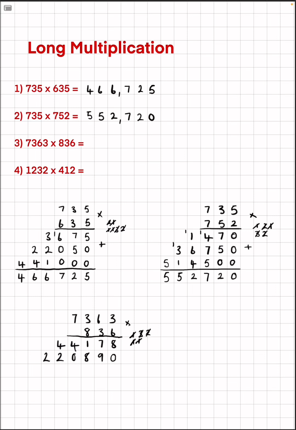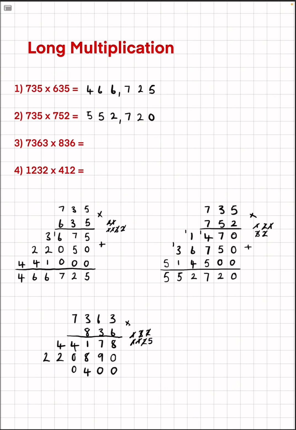Instead of doing 800 multiplied by 3, we're going to put 2 zeros and do 8 times 3, which is 24. We put the 4 down, carry the 2. 8 times 6 is 48. Add 2 is 50. Put the 0 down and carry the 5.